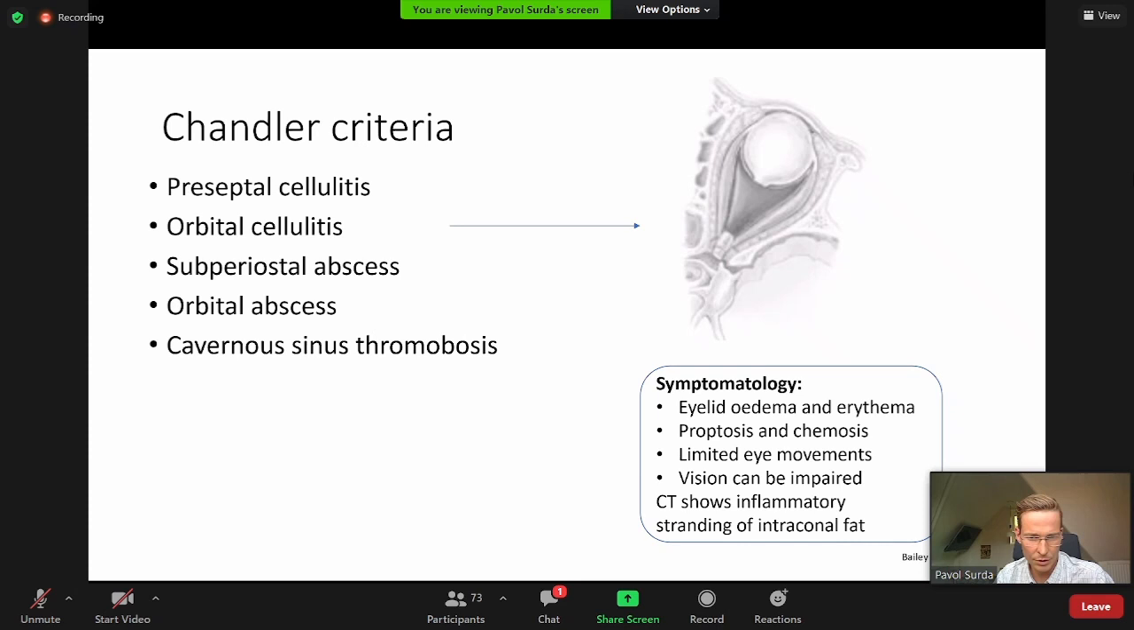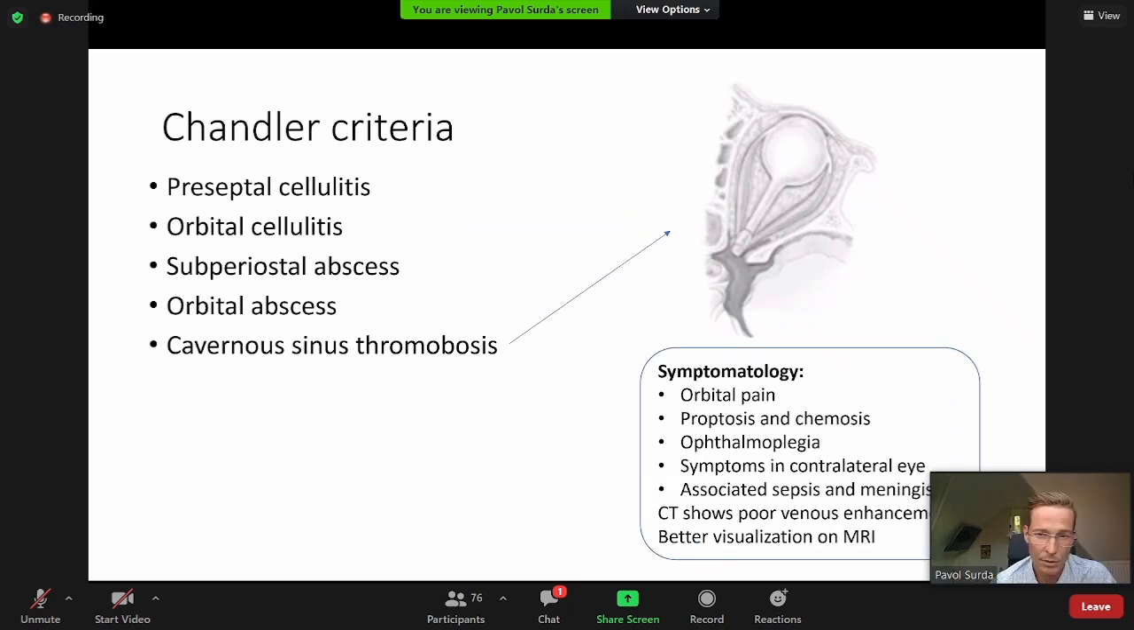within the conus. And then lastly, we have got cavernous sinus thrombosis. We would be looking for orbital pain, proptosis, chemosis, ophthalmoplegia, but symptoms also very often are in the contralateral eye, and there will be, and this is the major difference, associated sepsis and meningism. So you would like to investigate the signs for meningitis, but if the patient has got any sign of orbital complication, you would always want to explore and examine signs of meningitis. And then, of course, the CT scan will show some signs, but definitely MRI scan will be indicated if the CT scan shows any suspicion, and there will be signs of meningitis.